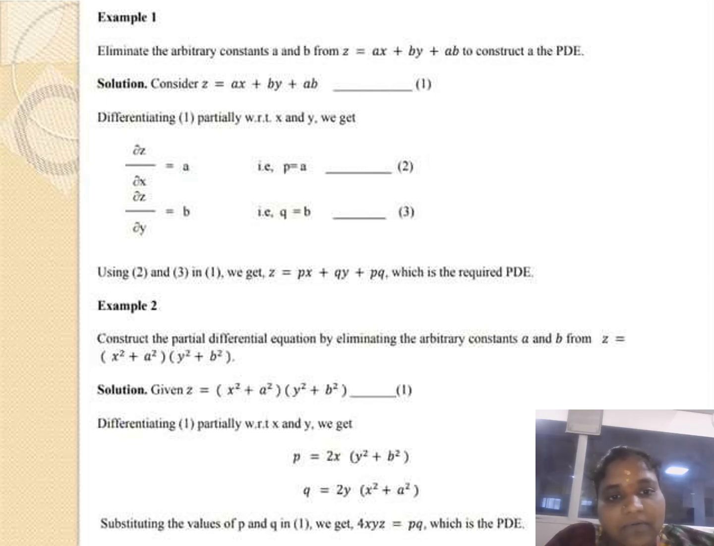So we get ∂z/∂x equal to a. Already we know that the notation ∂z/∂x is equivalent to p. Therefore, we get p equal to a. So, take it as the second equation.